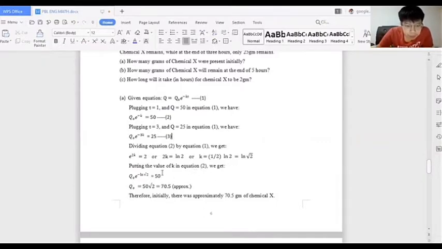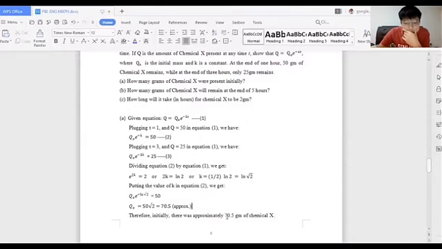So next we will put the value of k into equation 2, and we will get 50. In order to get the value of Q0, we will get 70.5. So the answer for A is 70.5 grams of chemical X. This means that 70.5 grams were present initially.